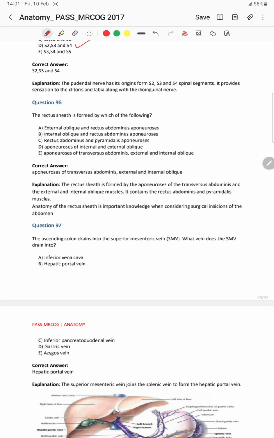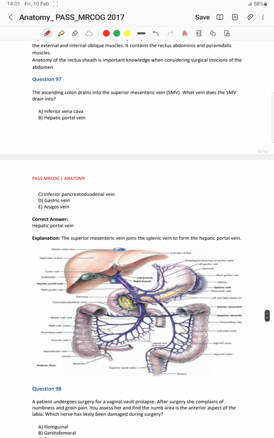Question number 96, the rectus sheath is formed by which of the following? The rectus sheath is formed from the aponeurosis of the transversus abdominis, external oblique and internal oblique muscles, and it contains the rectus abdominis and pyramidalis muscles as well. It is one of the important topics.